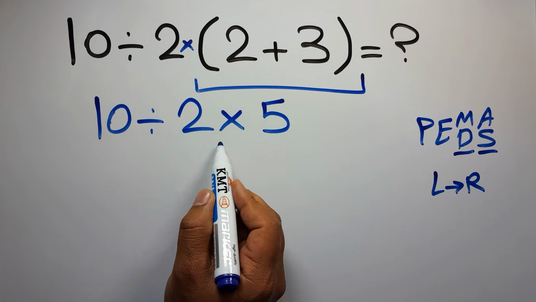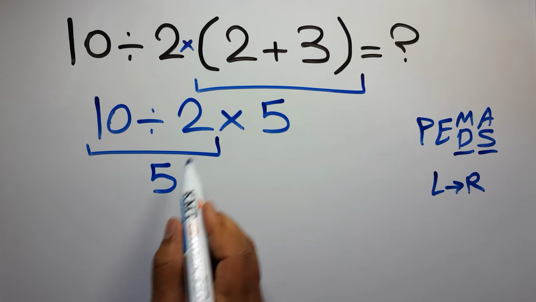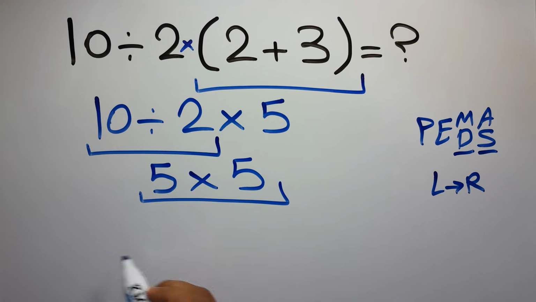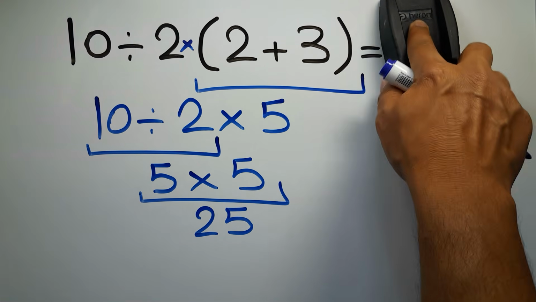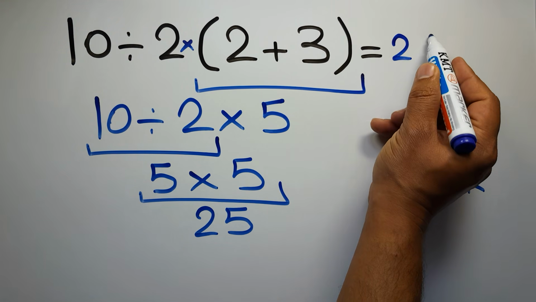10 divided by 2 gives us 5. So we have 5 times 5, which equals 25. And this is our final answer to this problem. The correct answer is 25.